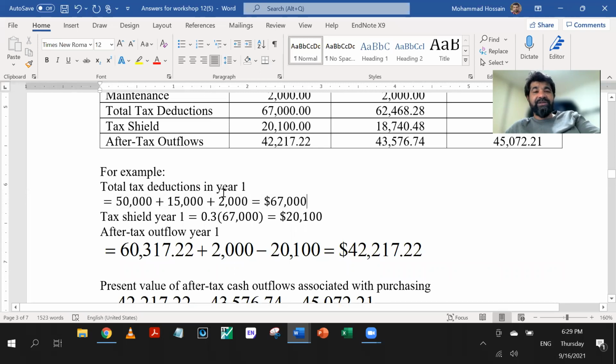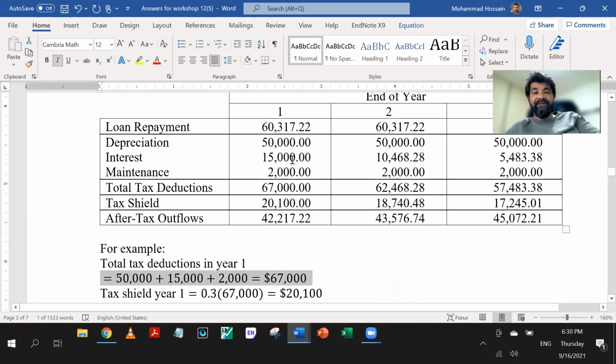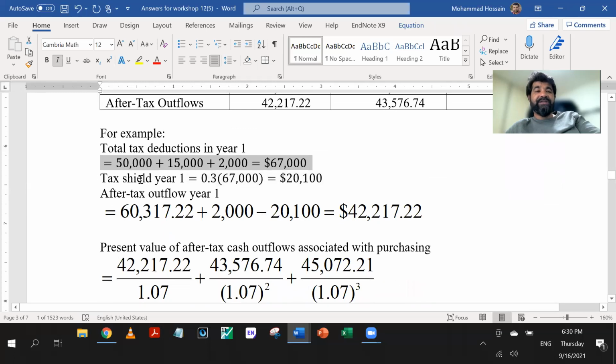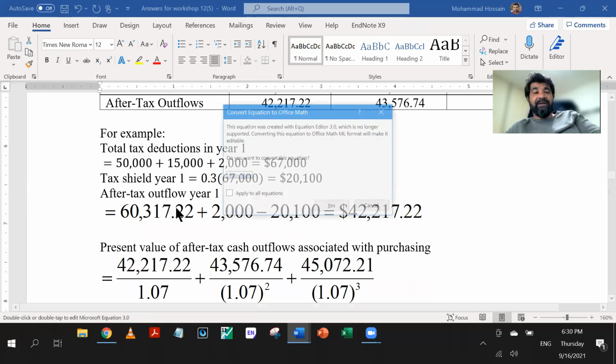Total tax deductions will be 67,000. How did they get this figure? Tax shield, 30% of 67,000. Okay.